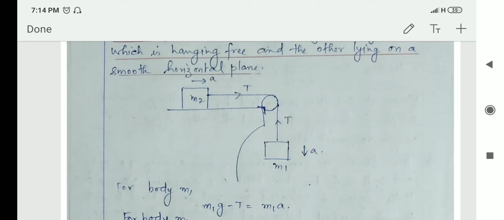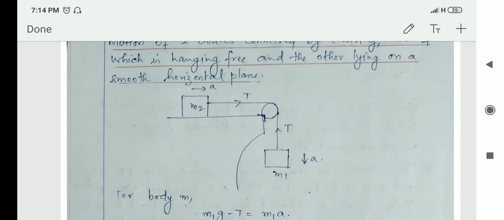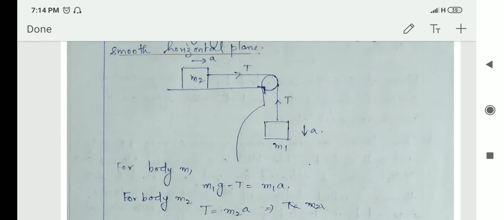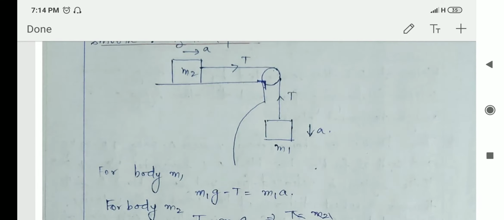It will be the same as small letter a itself, because there is no other pulley. Definitely, as m1 moves through a distance x, m2 is going to move the same distance, right? And now we have to draw the free body diagram and work with D'Alembert's principle. So here it is very simple, right?